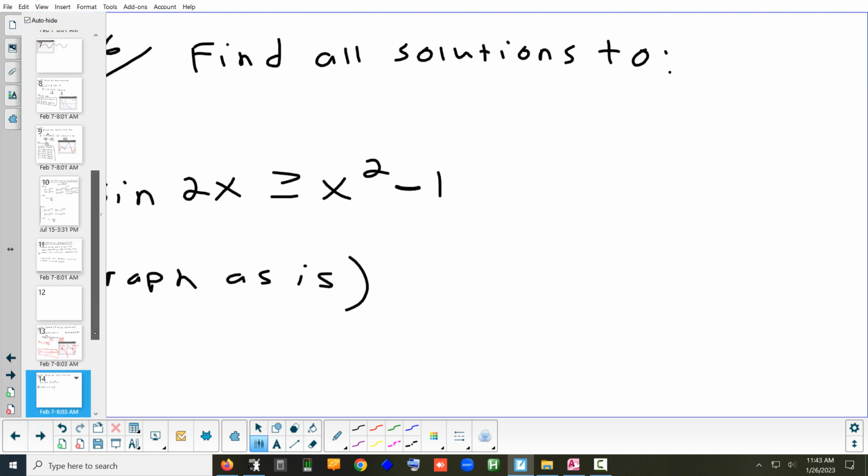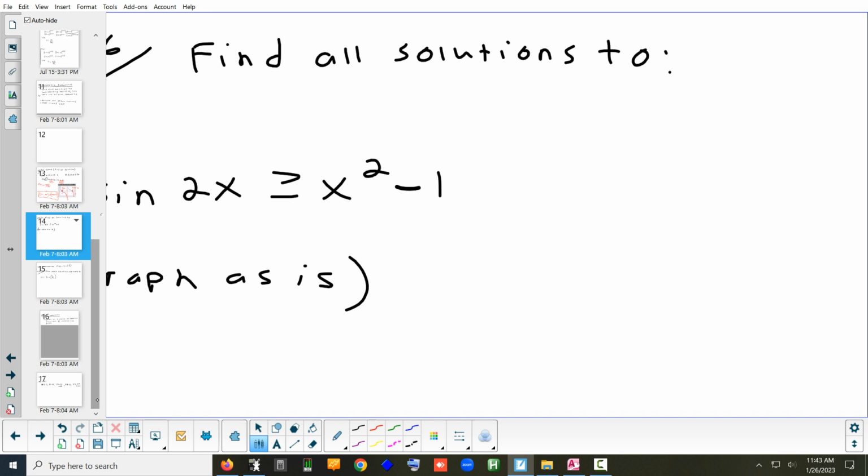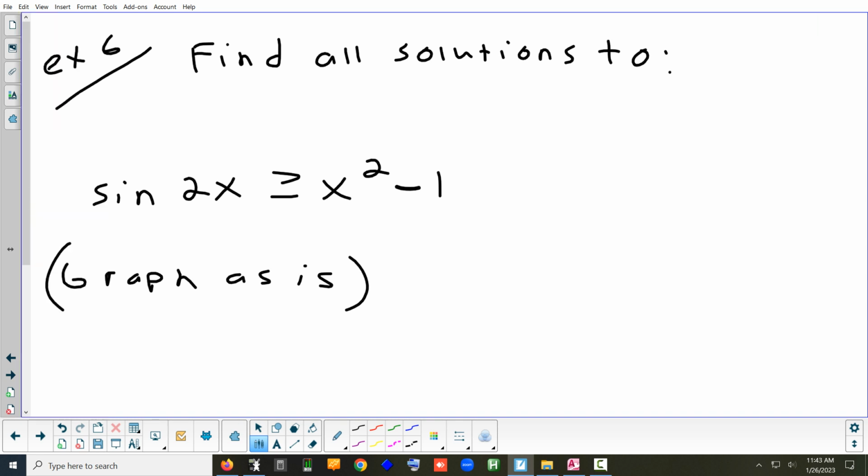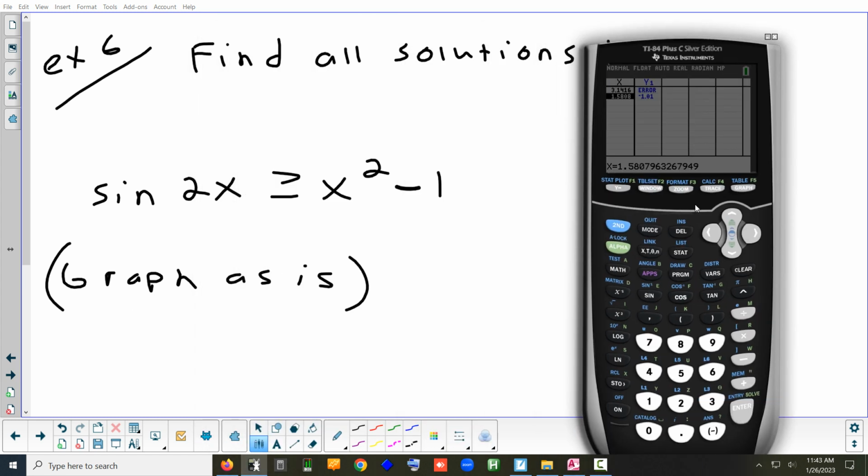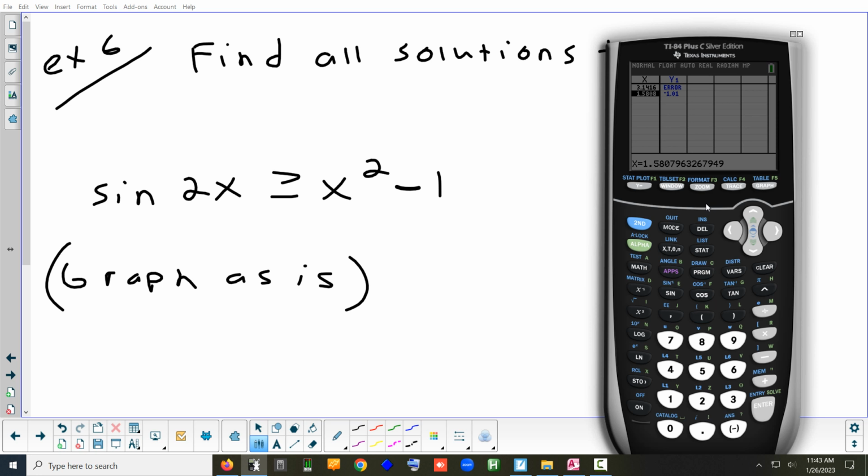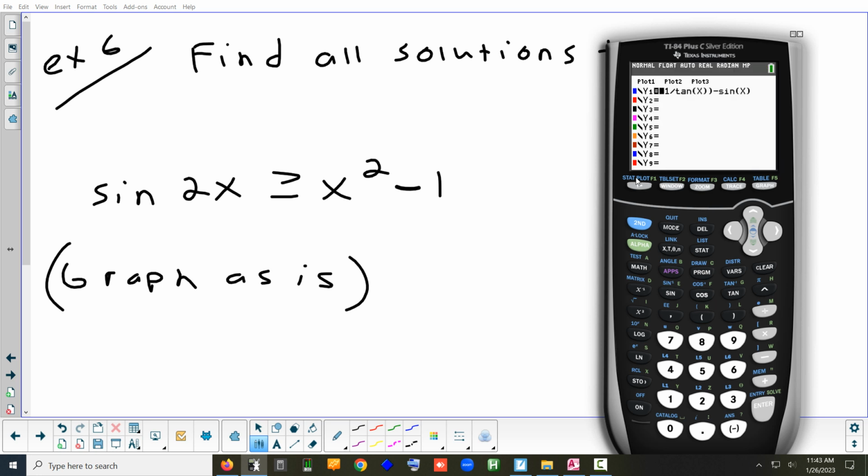It was open. There weren't any brackets in that last one. All right, let's do this one. And it says to graph it as is, so don't set it equal to 0. Just put what's on the left in y1 and what's on the right in y2.